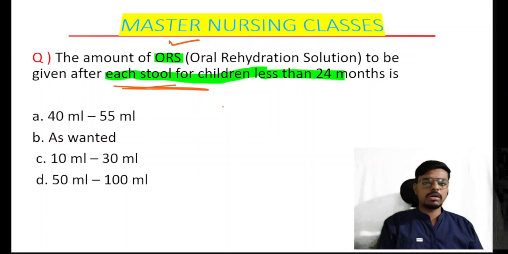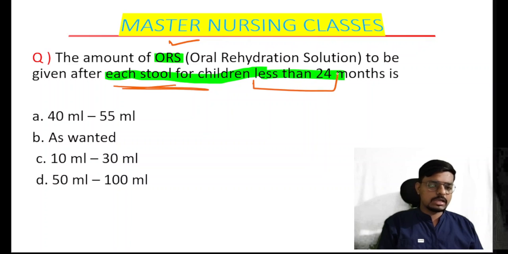This is according to the WHO ORS strategy of doses. So here, if the child is less than 24 months, how many ml of ORS do we have to give? Can anyone answer this question?